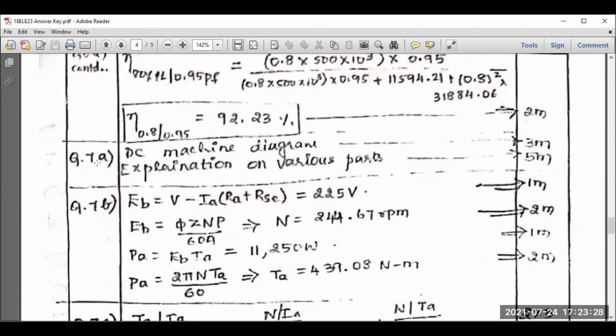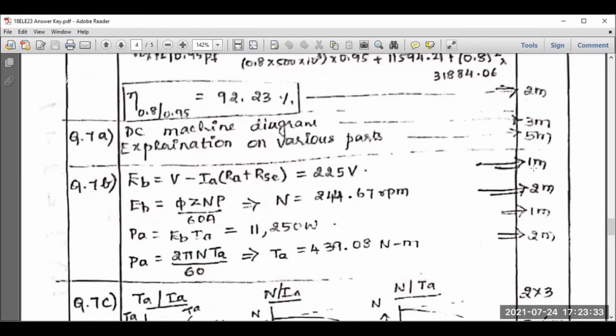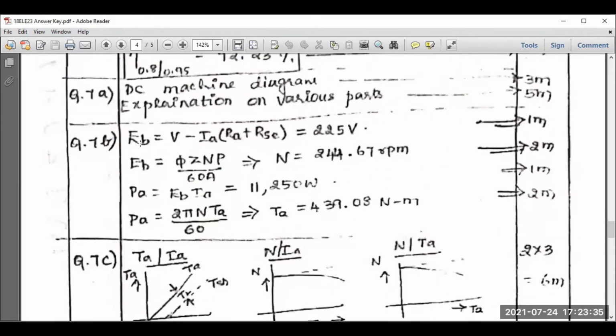There is no change for question 7a regarding the DC machine diagram and explanation of various parts, 3 plus 5. That is okay. Then regarding the problem, EB is equal to V minus IA into (RA plus RSC). You have to mention that. From that, you will get EB is equal to 222.25 volt. Now substitute in the second equation and you will get the value of speed. That carries 2 plus 1, 3 marks.